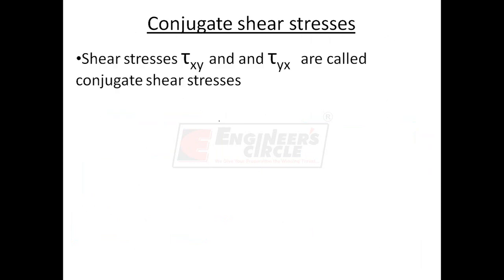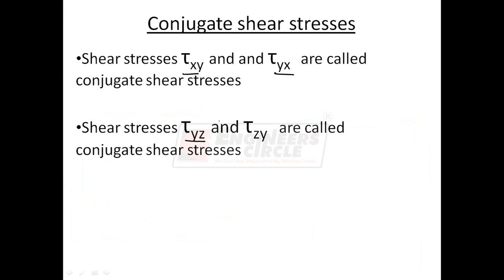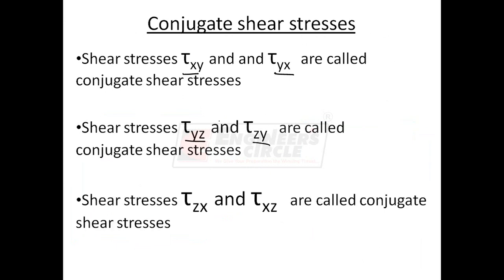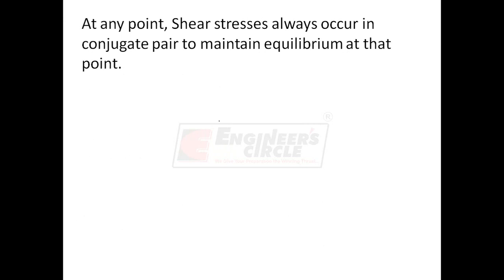The next topic is about conjugate shear stresses. Shear stresses tau xy and tau yx are called conjugate shear stresses. Similarly, tau yz and tau zy are called conjugate shear stresses, and tau zx and tau xz are called conjugate shear stresses. At any point, shear stresses always occur in conjugate pair. This is required to maintain equilibrium at this point. Consider point A under plane state of stress. Suppose the only shear stress acting at this point A is tau xy.